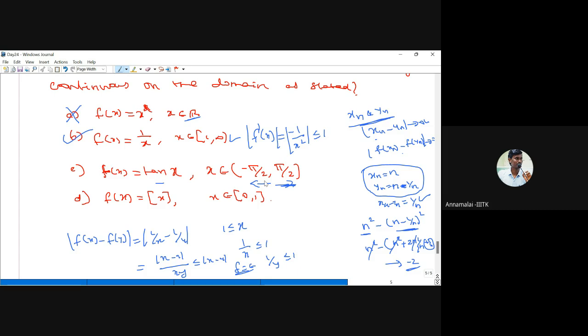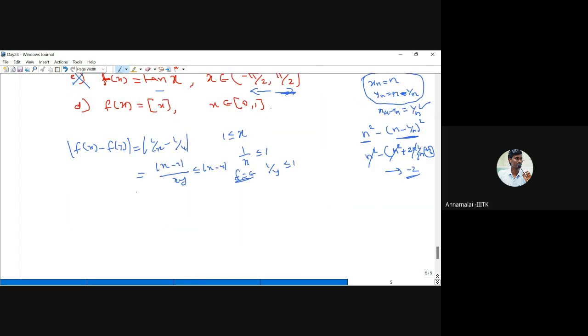Otherwise, again, you can give the example of two sequences xn and yn, where xn minus yn converges to 0, but f of xn minus f of yn does not converge to 0. Otherwise, we can easily say that this function cannot be extended to these endpoints. Therefore, this is not uniformly continuous. Now look at the last one.